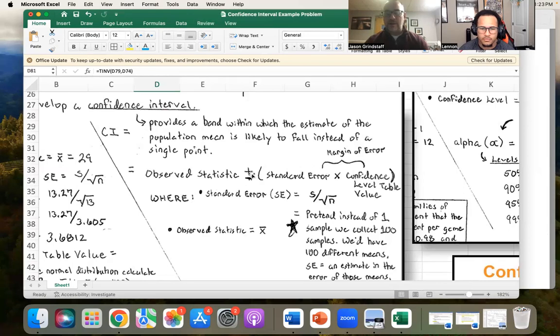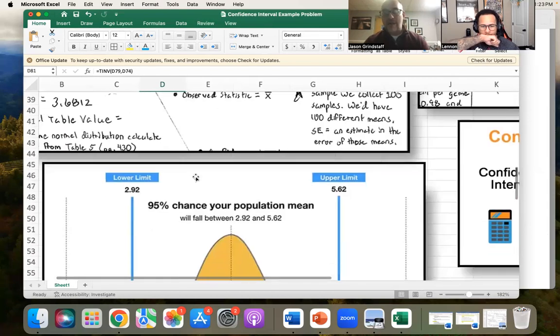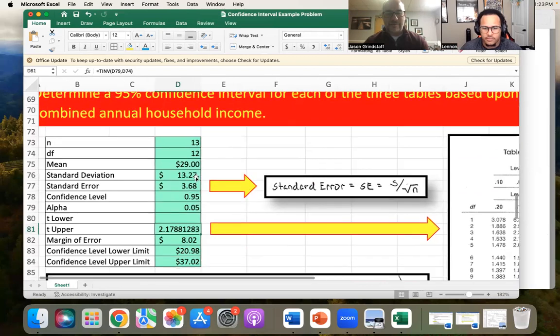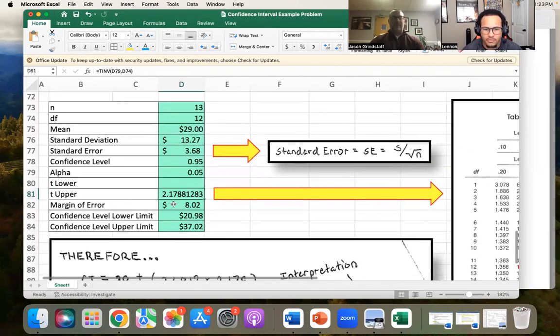Observed statistic plus or minus some margin of error. Once we figure out that margin of error, we can add that and subtract that from our observed statistic. It's kind of wordy. So what is that margin of error? Well, we're going to multiply two values. We're going to multiply our confidence level against our standard error.